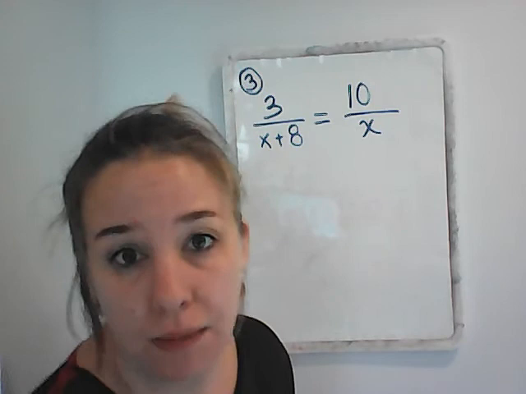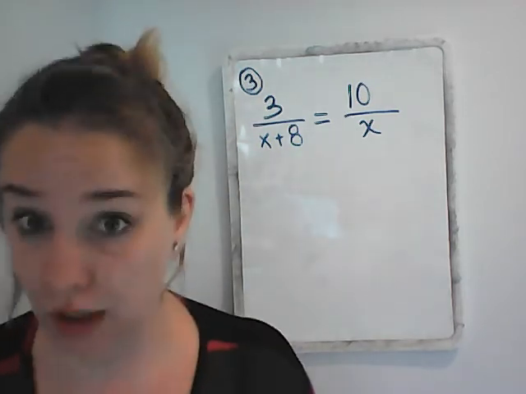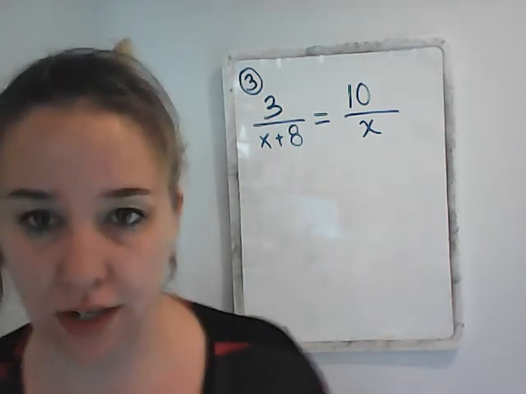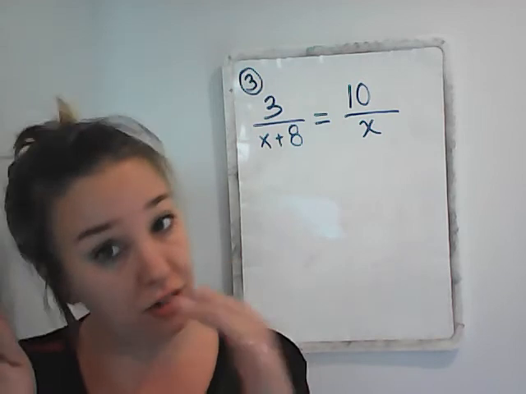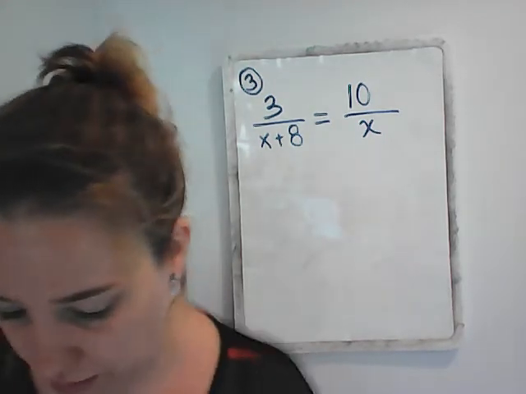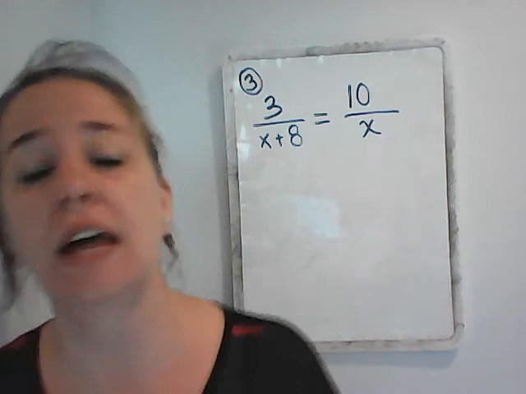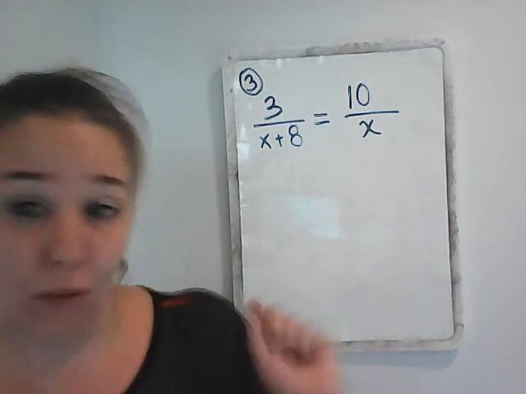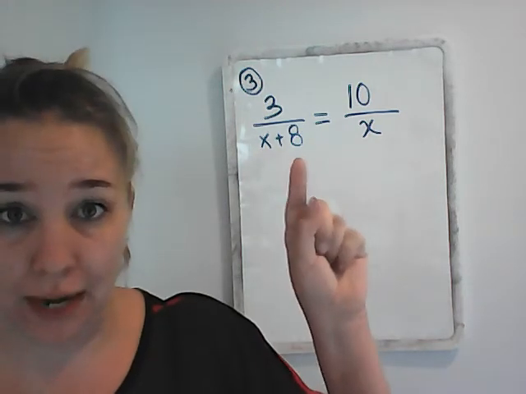A few things to keep in mind while we're doing this. First of all, you are going to enter your answers into Edulastic rounded to the nearest hundredth. That means 2 decimal places. I'm going to talk to you about how to round and everything in just a second. A binomial, right? We're solving proportions with binomials.